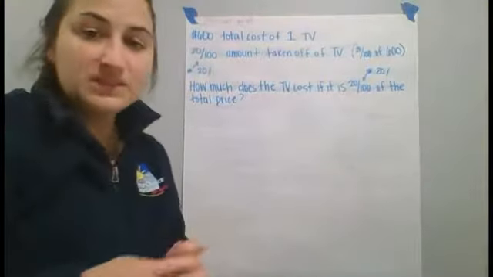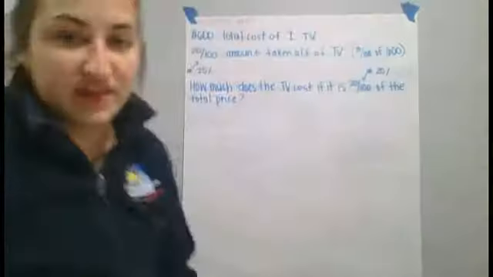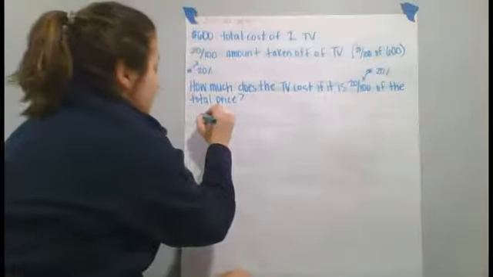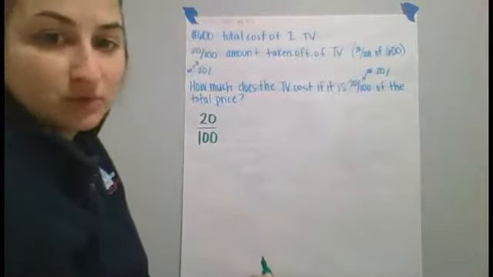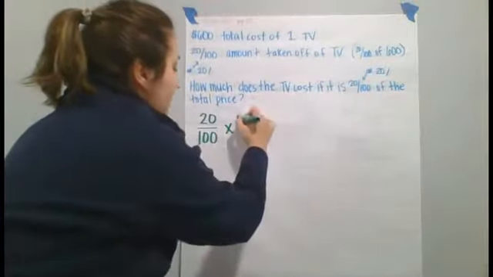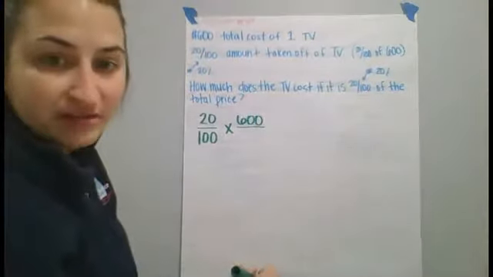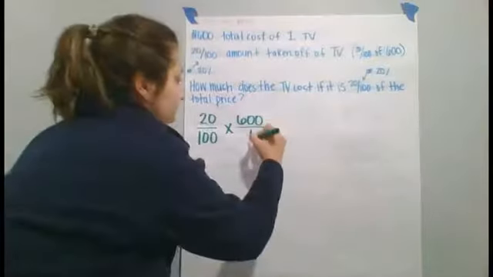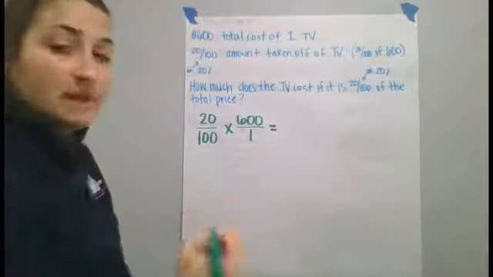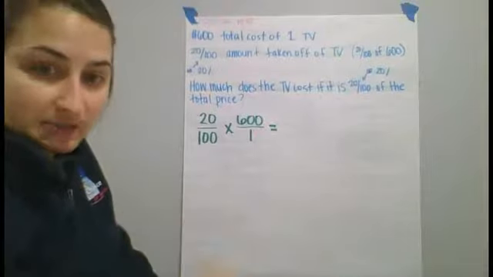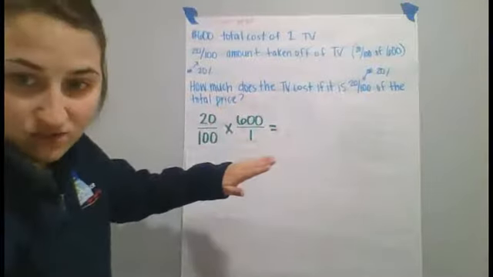If we're thinking about what is 20 hundredths of 600, we're going to start with this strategy. We have 20 hundredths, and we know that of means multiplication, so we're going to multiply that by 600. Anytime we're turning a whole number into a fraction, we put it over 1. Now we multiply like normal, because when you're just multiplying, you go straight across. We're not doing any keep, change, flip.